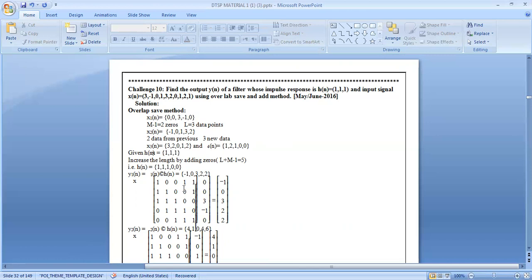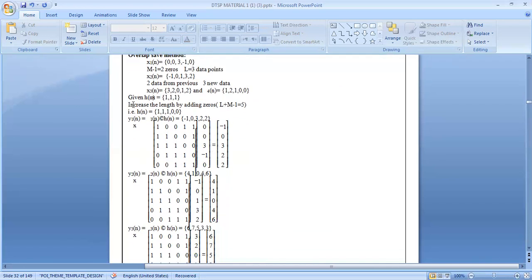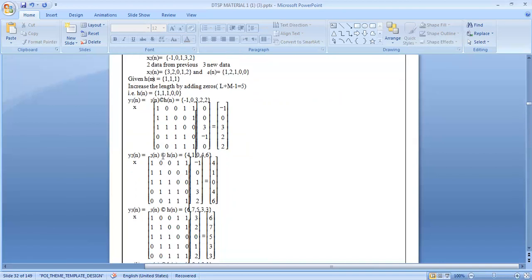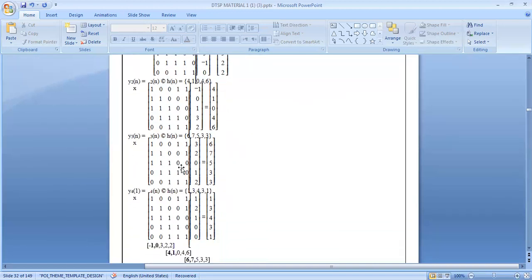What is h of n? h of n is 1 1 1. So increase the length by adding zeros. Which is the length here? L plus m minus 1, which is equivalent to 5, so we append 2 zeros. Then you perform the circular convolution of x1 of n with h of n. Similarly, you perform it for x2 of n, x3 of n, and x4 of n.